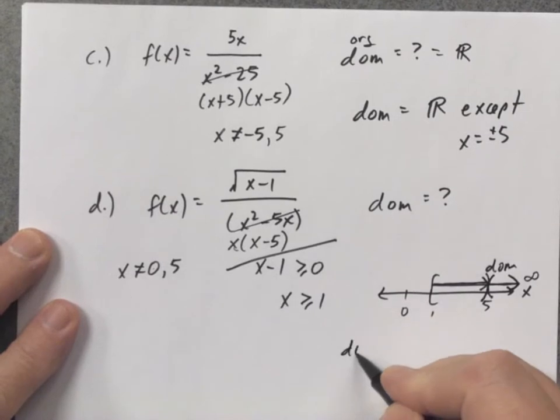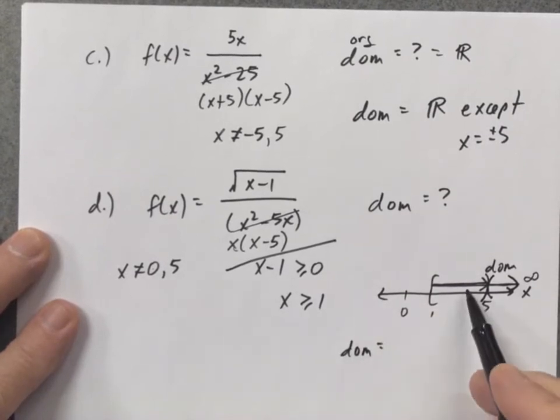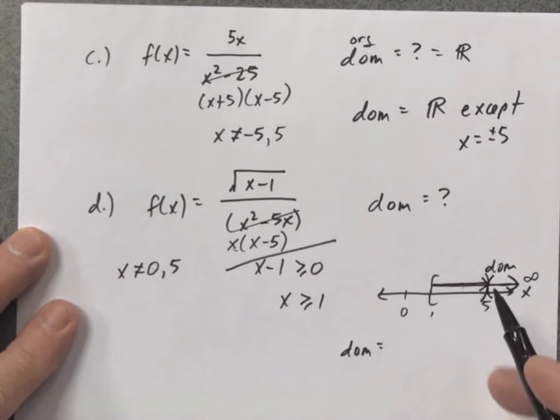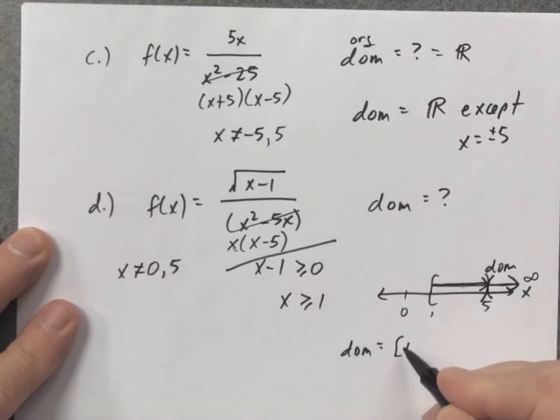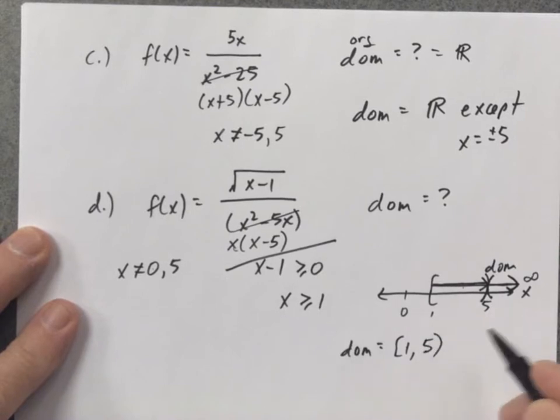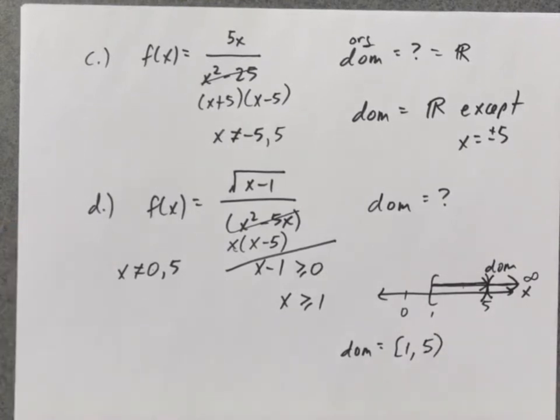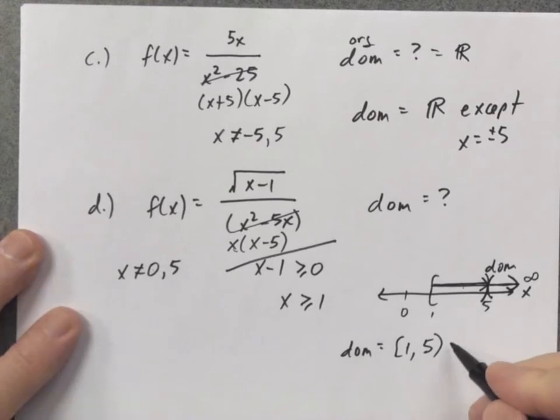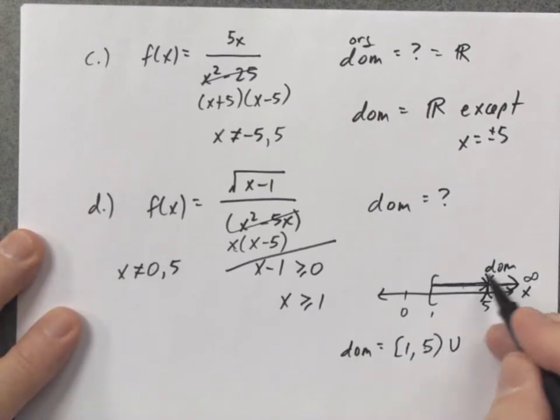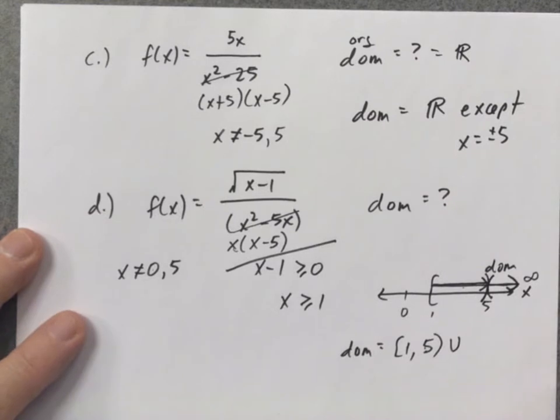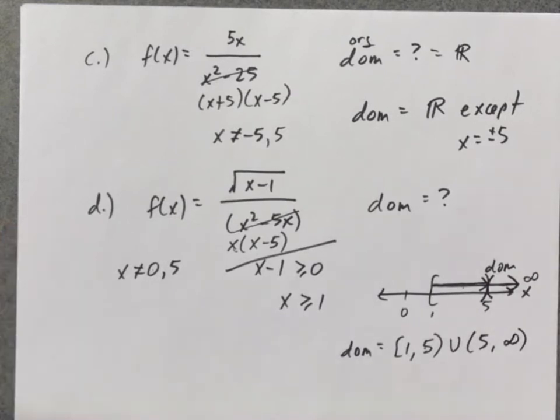Now the way we write that with intervals, we write it as two separate intervals. I write this interval first. I'm starting at 1 and I'm going to 5, but 5 has a parenthesis, which means you don't include 5. And then I'm going to union, which means I'm going to combine these two intervals together, and now this interval starts at 5 with a parenthesis and goes on to infinity. So that's the domain for part D.